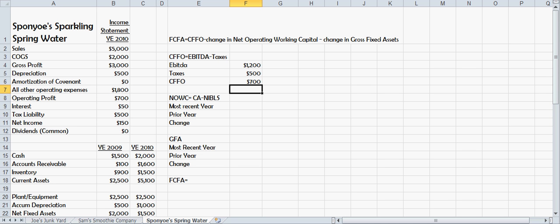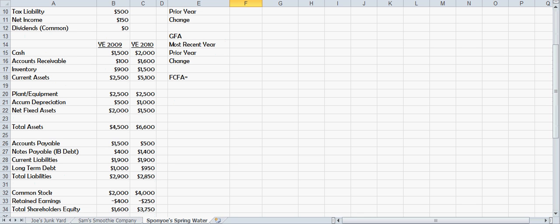So let's take a look at net operating working capital. And we know that that is equal to current assets minus NIBLs. And remembering that NIBLs are our non-interest bearing liabilities, we'll page down a little bit here and take a look at them. Our non-interest bearing liabilities are accounts payable in this case. If we had accrued expenses, they would also be non-interest bearing liabilities. We do not use current liabilities because that includes notes payable, which are an interest bearing debt. The bank is not going to loan you money without asking for interest. So we need to pick up just the accounts payable in this case.